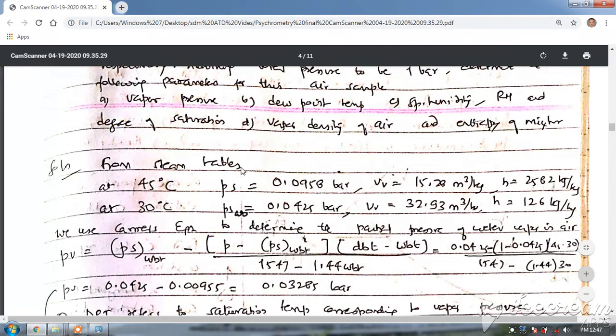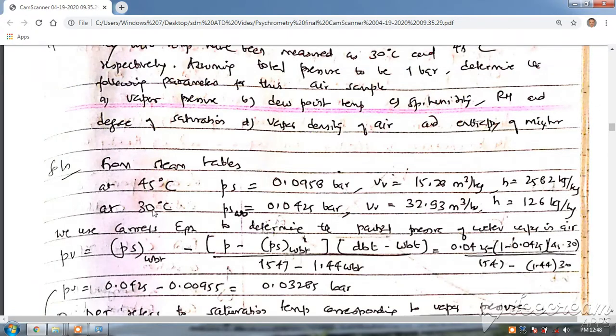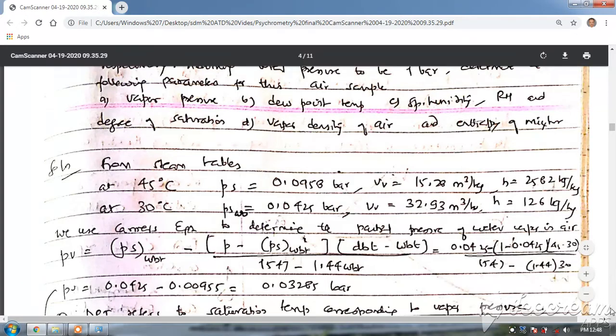Now see, straight away dry bulb temperature is given, 45 degrees. So when dry bulb temperature is given, straight away from the steam table the saturation pressure is found out, that is 0.095 bar. Okay, and then specific volume is found out, 15.28 meter cube per kg, and enthalpy is found out, 25.82 kilojoules per kg. Okay, now at 30 degrees centigrade, the wet bulb temperature, you will find out PVS wet bulb, that is 0.0425 bar. Specific volume is 32.93 meter cube per kg, and H is equal to 126 kilojoules per kg.